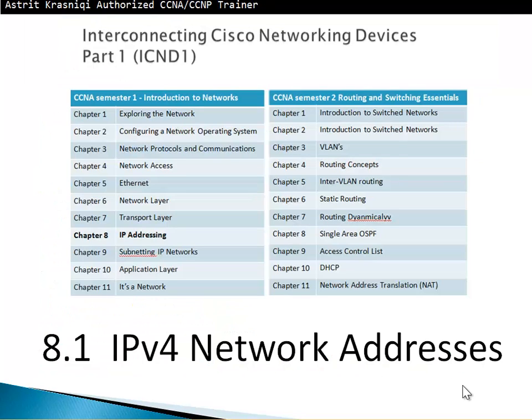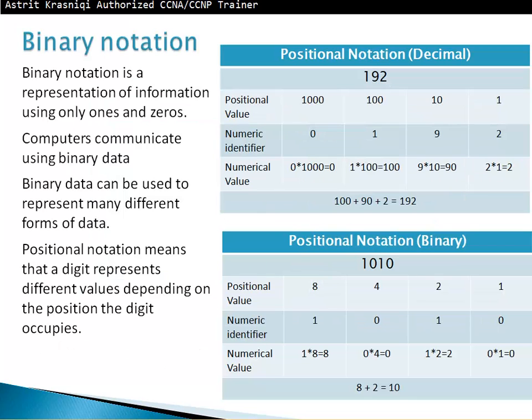Okay, we start with section 8.1, IPv4 network addresses. Binary notation. Binary notation is a representation of information using only ones and zeros. So computer language uses binary, only ones and zeros, to represent pretty much any different type of data. Any pictures you see on the screen, any documents you're reading, websites, emails, everything is represented with zeros and ones.